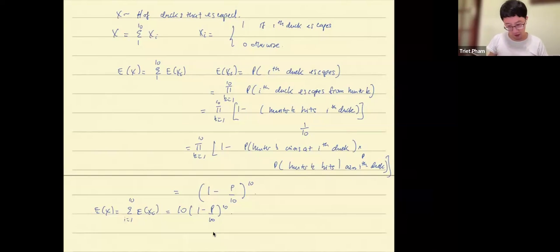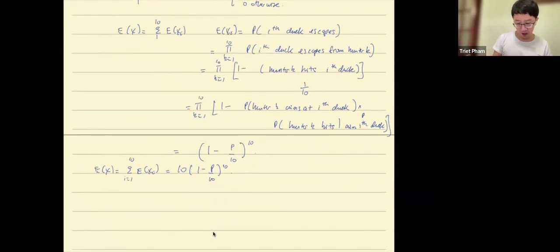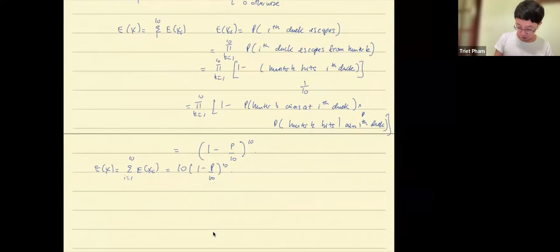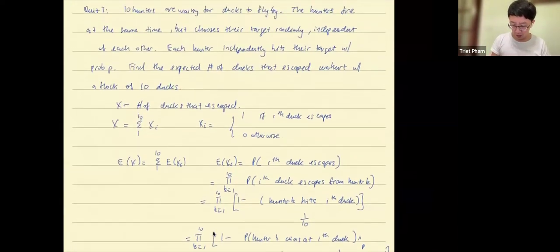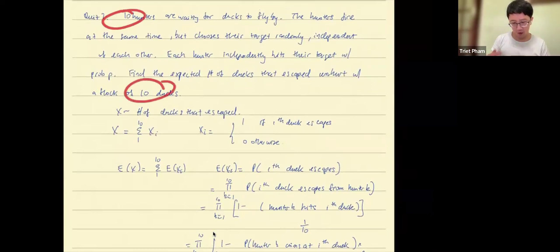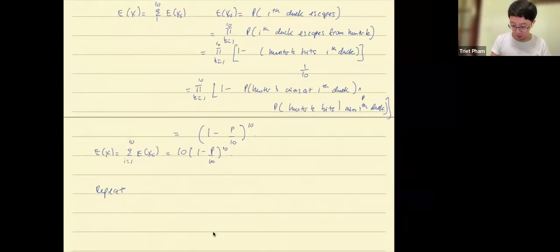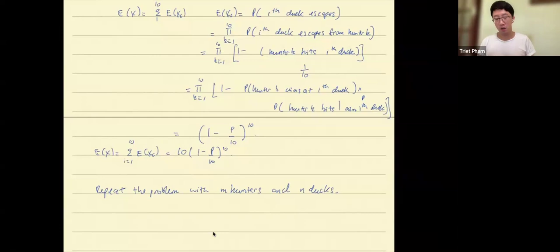Now, let's see if you understand the problem, or at least understand the solution. What if I change the numbers of ducks and hunters to be different? Because I think somehow the 10 and 10 here doesn't help. It sort of hides things. Repeat the problem, let's say with M hunters and N ducks. Everything else the same. What should the answer be?